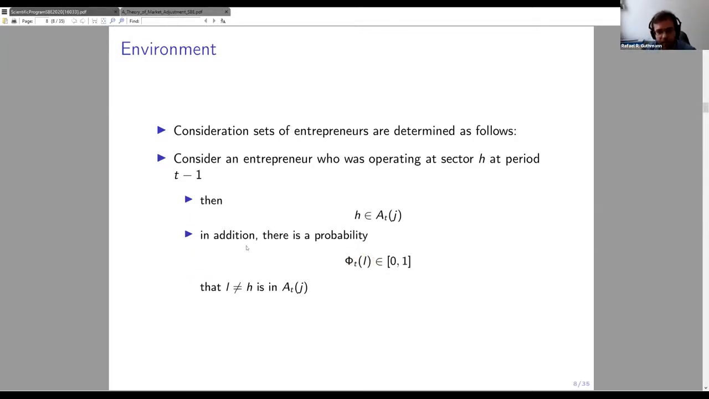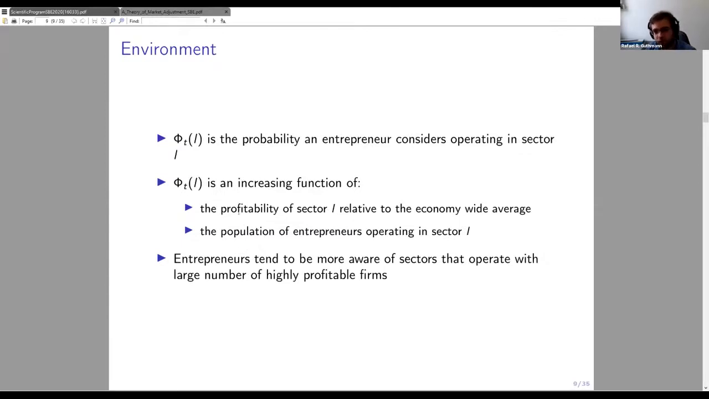This probability is assumed to be a function of certain variables in the economy that are equilibrium variables actually, namely the profitability of sector L relative to the economy-wide average. The idea is that the more profitable sector L is, the higher is the probability that entrepreneurs in other sectors of the economy will pay attention to sector L and will have the possibility to move to sector L.